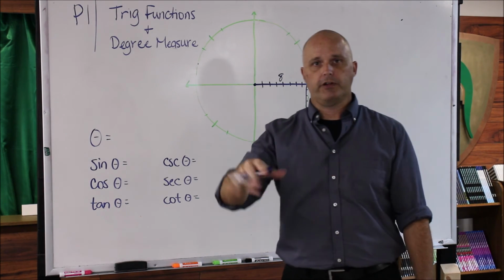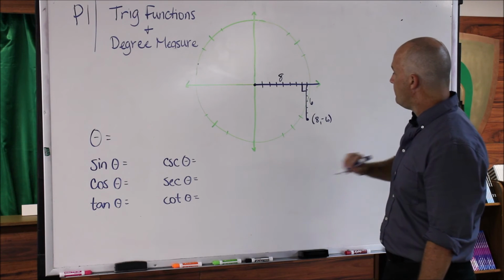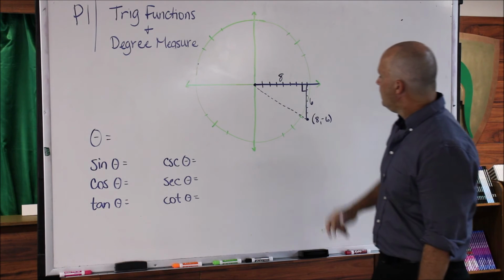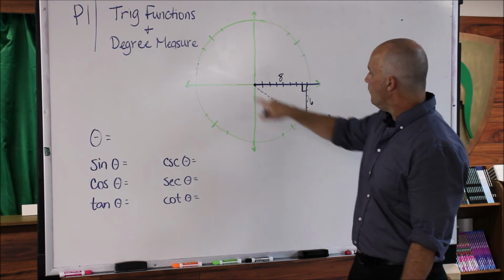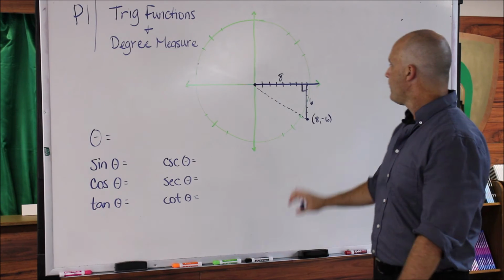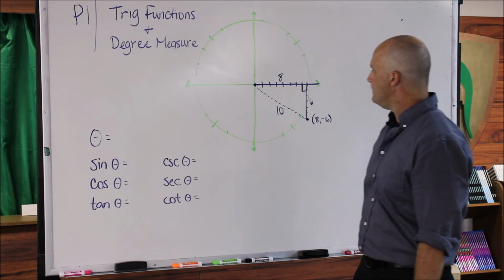Now, since I've got a horizontal line and a vertical line, I know that I've got a 90-degree angle right there, which means that I can draw in a line from this point to the origin, and I'm going to have the hypotenuse of a right triangle. Now, since I've got a 6 and an 8, that means that this has to be a 10.